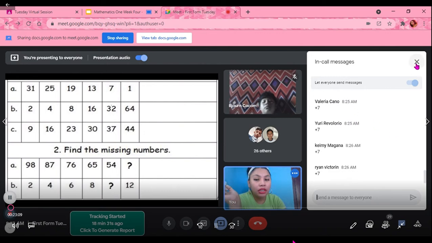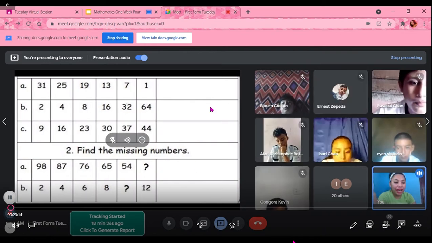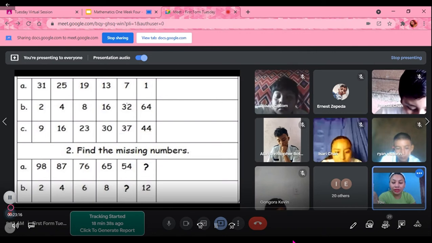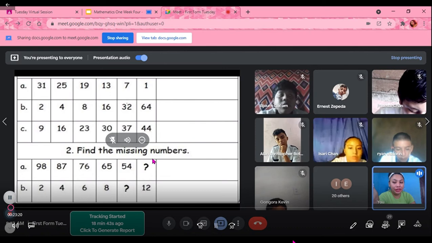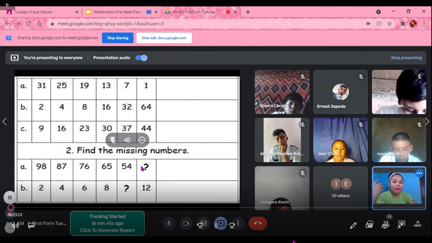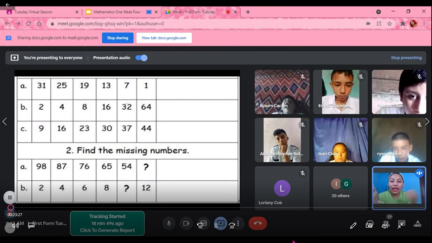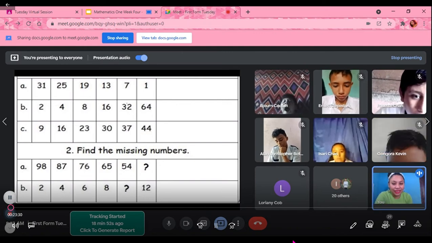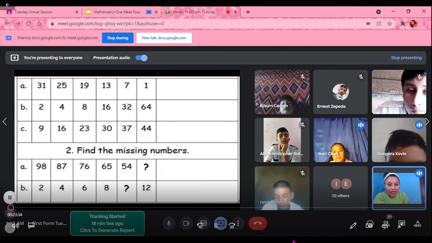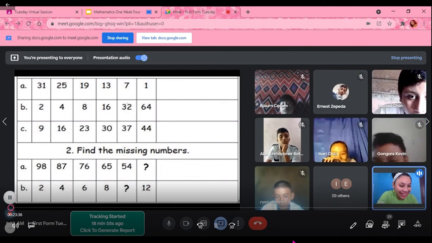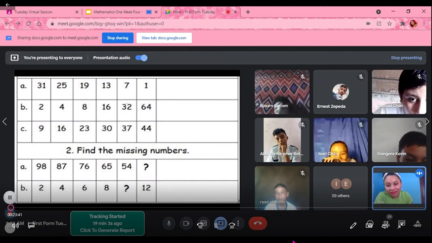All right. So now, let's look at the second part at the bottom. It says find the missing numbers. So we're going to look at A first. What is going to be the number where I have the little question mark? 98, 87, 76, 65, 54. What will be the following number? Again, put it in the chat, and then you hold it, and we're going to send it together, right?